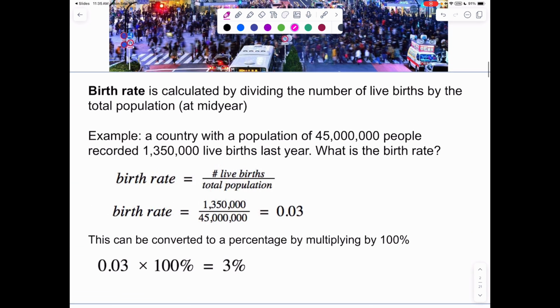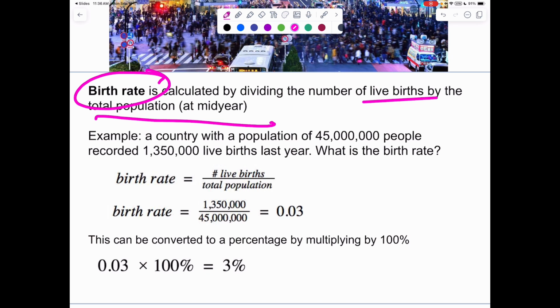Before we get too far into it, I just want to introduce you to how we calculate some of these rates that are important when we're looking at human population growth over time. One example is our birth rate. It's very important we know how to calculate that. In order to do that, we're going to take the number of live births and divide that by the total population. Normally this happens at mid-year.